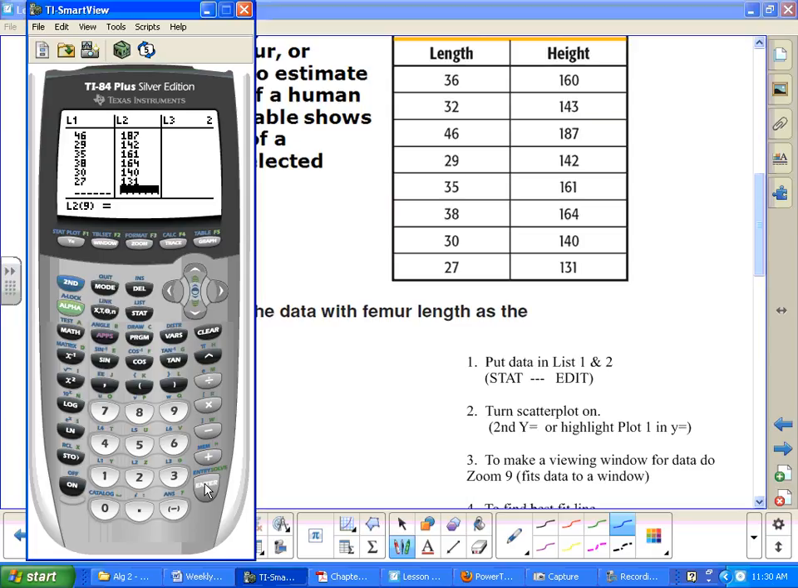Okay? Now, we want to make a scatter plot with our calculator. I know we're going to get just maybe one more thing done, and then we'll pick up and review it tomorrow and do it tomorrow.